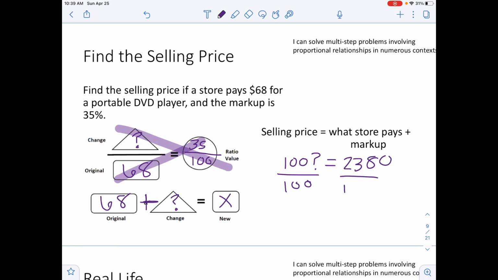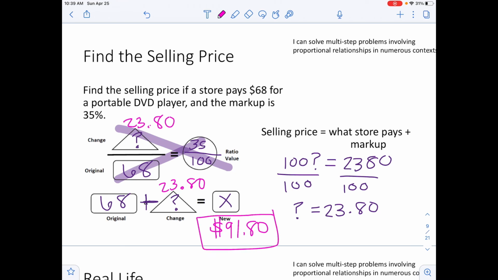Divide both sides by 100. And I get that the question mark is $23.80. So that means the store is going to charge us an additional $23.80 so that they can make a profit. So I add $23.80 plus that original of 68, and I get a total of $91.80.